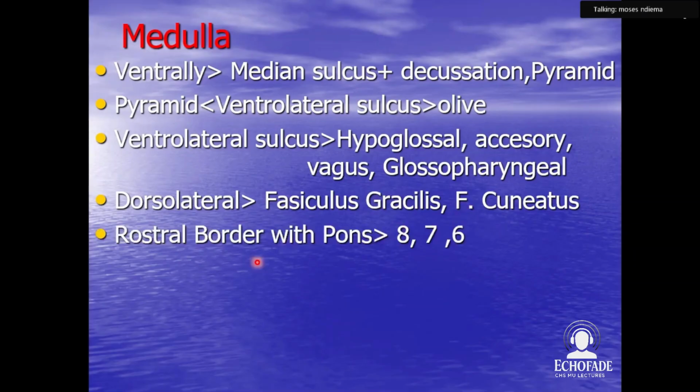At the most rostral part, between the pons and the medulla, this is where we have the 8th, 7th, and 6th cranial nerves. So that's where we have the origin, where the cranial nerves emerge from. But of these cranial nerves, the 6th and the 7th originate from the pons.